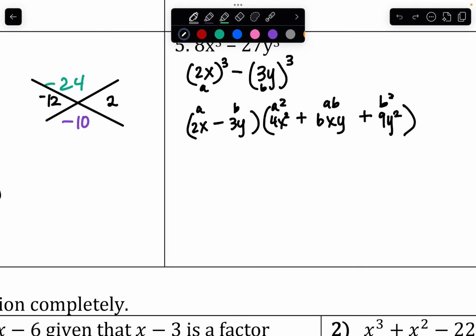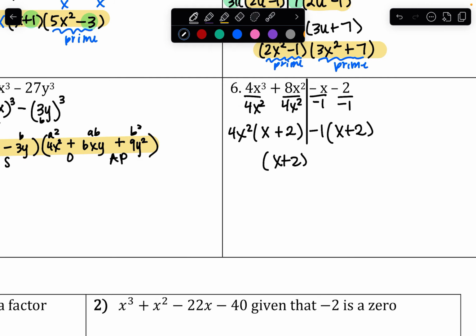Okay, lastly, we have 4 terms, so let's try to group it. So out of the first pair, I can do 4x squared, leaving x plus 2. Out of the second pair, I can do negative 1. Anytime this is negative, this is negative. And so that leaves behind an x plus 2. The x plus 2 matches. That means we are doing everything right. And then the other factor comes from the 4x squared minus 1.